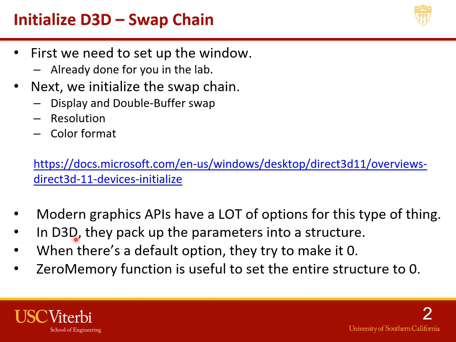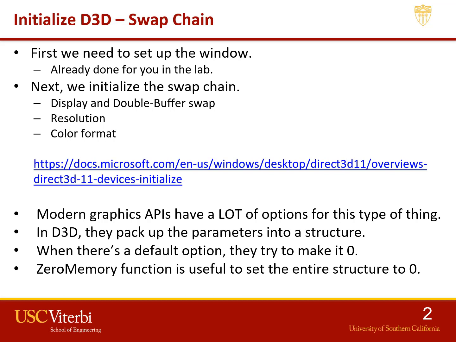In DirectX, the way they deal with so many parameters is they pack them into a structure. So when you call a function, you pass all your parameters pre-packed up in a particular structure. And to make that structure a little bit easier for us, whenever they have a default option, they try to make the default value 0. So if you just put a 0 there for that default value, you'll get the default behavior if there is a default. I mean, you're not going to be able to put a default resolution of 0. Resolution of 0 doesn't make any sense. So you need to fill that one in.